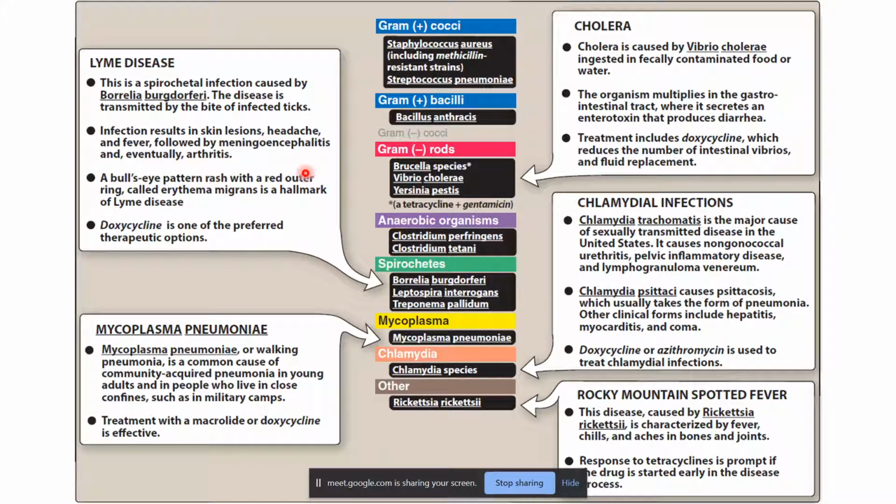Infection symptoms include headache, fever, and if not treated are followed by meningoencephalitis and eventually arthritis. Meningoencephalitis is very dangerous and hard to treat, and skin lesions can also be seen. And diarrhea also. Diarrhea is not common. Lyme disease is a central nervous system disease.